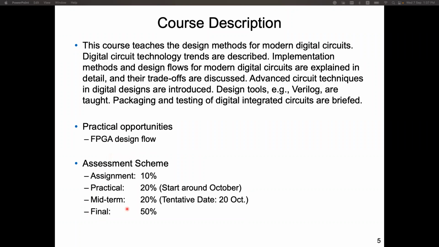Here is the assessment scheme. For the assignments, we have about 3 to 4 sets of written assignments, 10%, and 3 practicals, 20%, and then the midterm test, 20%. The tentative date is 20th October, in the lecture time. The final is 50%.